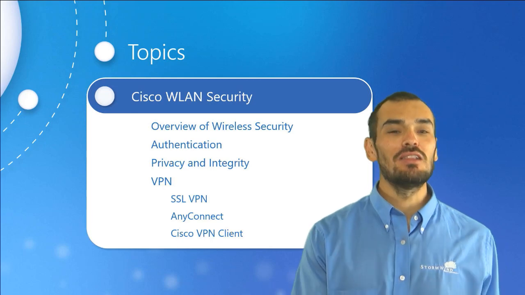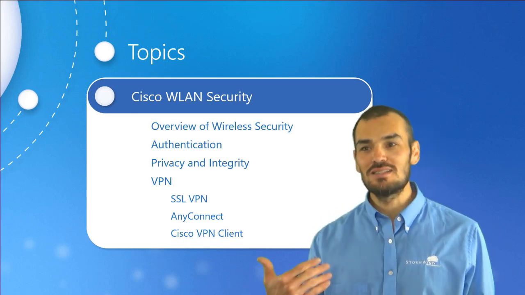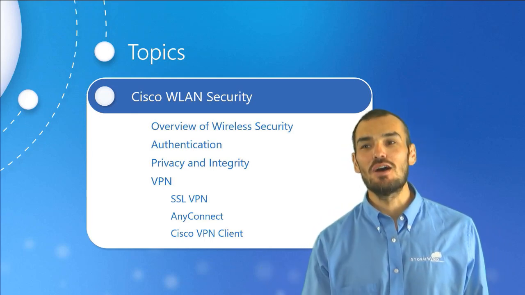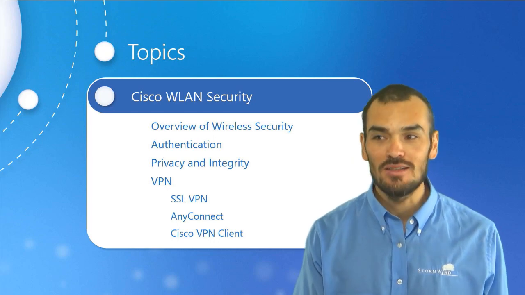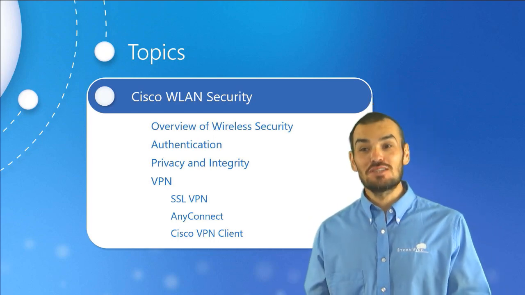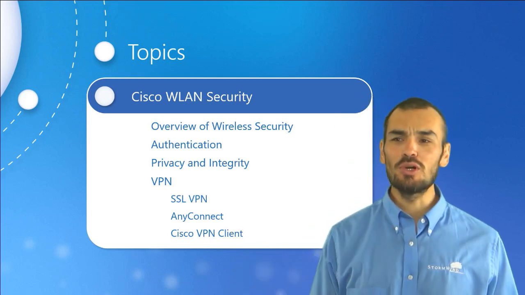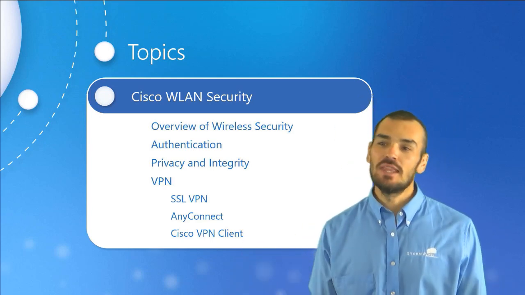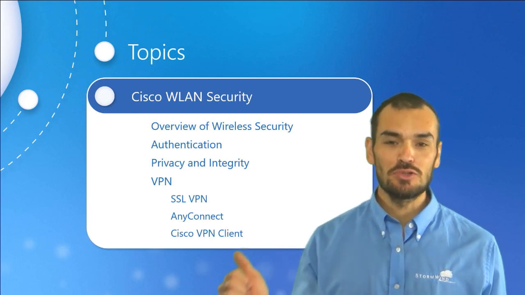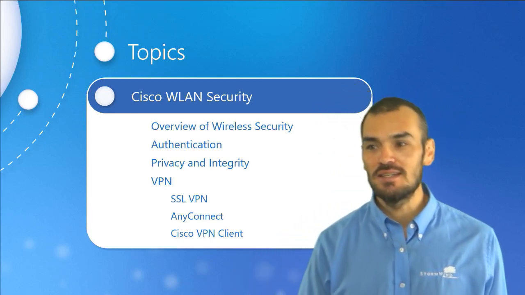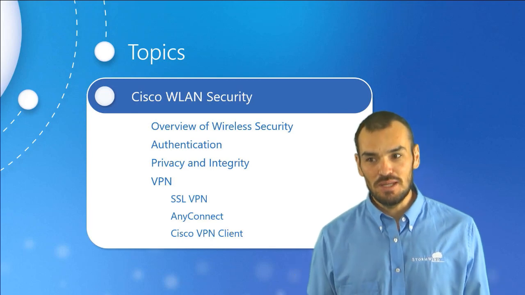This will definitely be a little bit longer than the other shorts because not only is all the bad stuff on wired networks applicable to wireless networks, but wireless networks have their own vulnerabilities that wired ones do not. We'll do a brief overview of wireless security, and then we're going to take a look at some of the options at our disposal for authentication, privacy, and integrity, and then finally the VPN options.